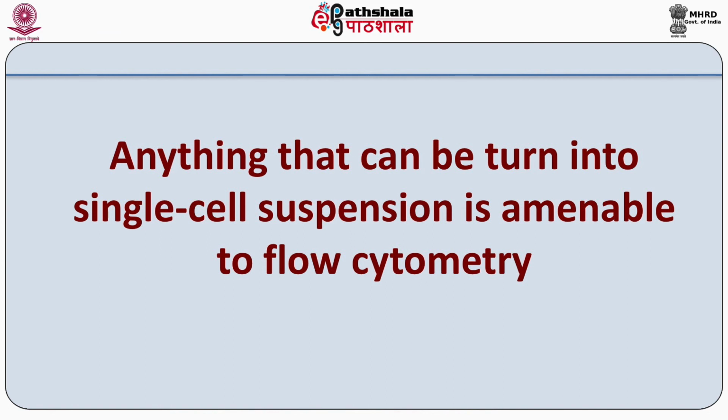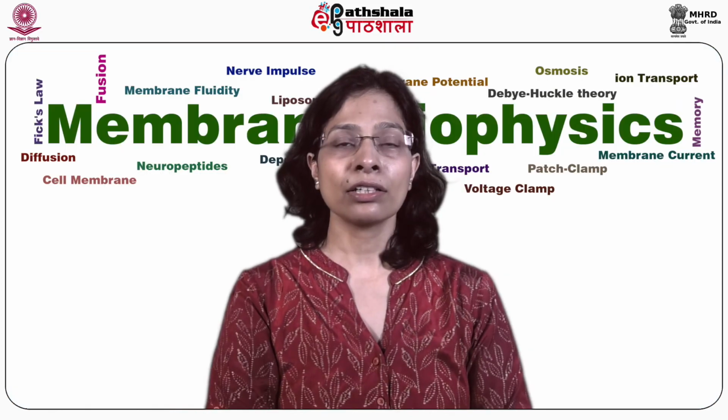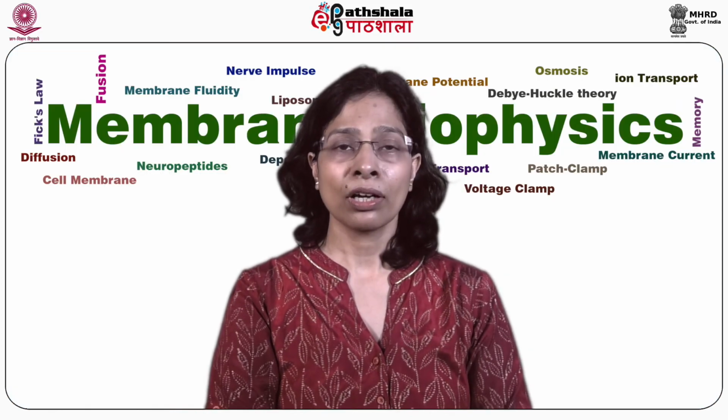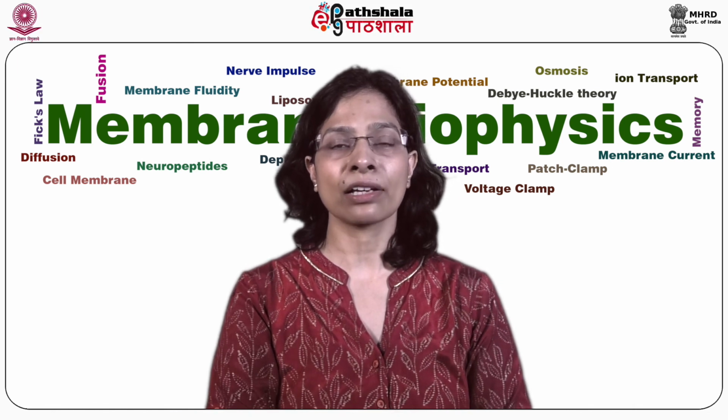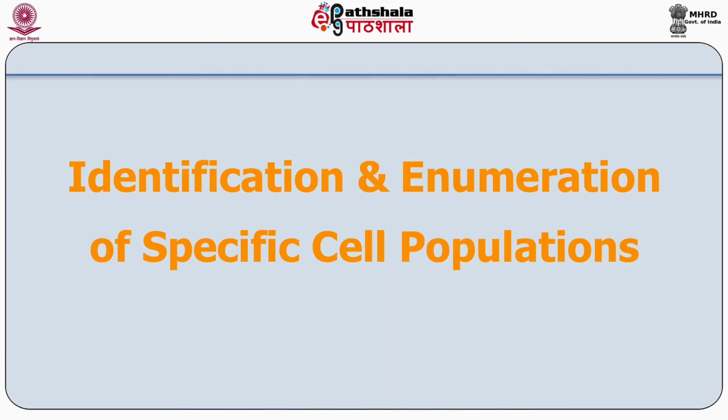Briefly, anything that can be turned into single cell suspension is amenable to flow cytometry, which means that all body fluids can be subjected to flow cytometric analysis. In addition, any solid tissue or tumor which can be converted into a single cell suspension can also be analyzed using flow cytometry. Coming to the first set of applications which involve the identification and enumeration of specific cell populations.